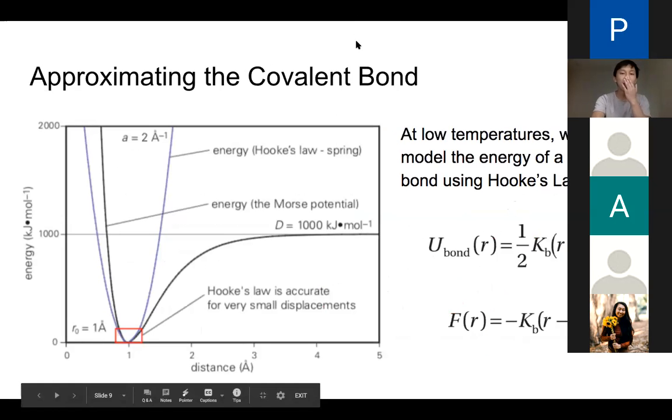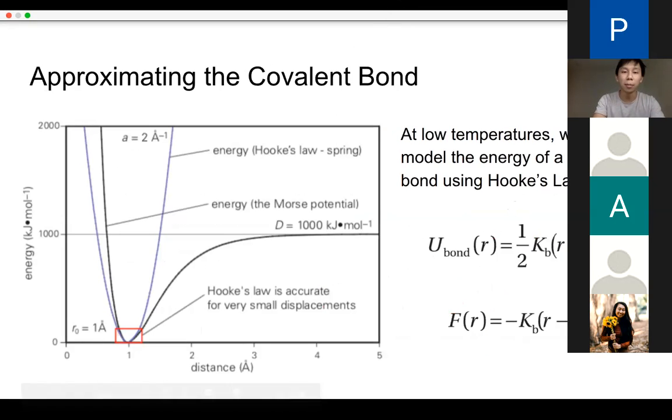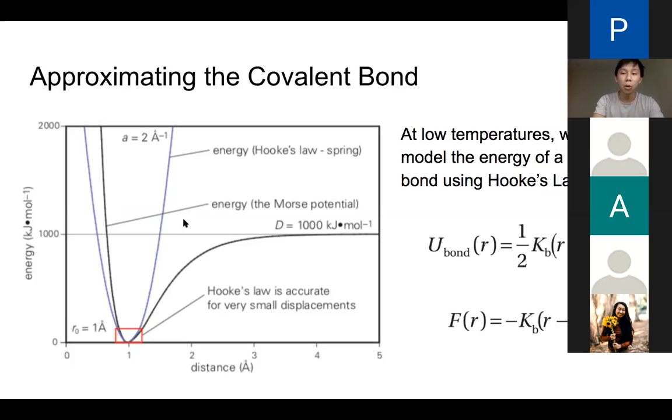So let's think about approximating the covalent bond, right? So at low temperatures, instead of using a complicated formula that uses the exact positions of the electrons to figure out the force and energies of all the atoms, all the electrons, we can just approximate using Hooke's law. So why can we use Hooke's law? Well, Hooke's law says that if you have, imagine a spring in a block, right? And it's at equilibrium position. If you push it in a little bit, it pushes back.